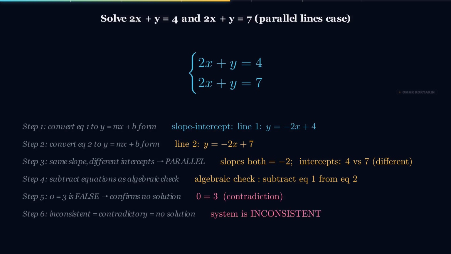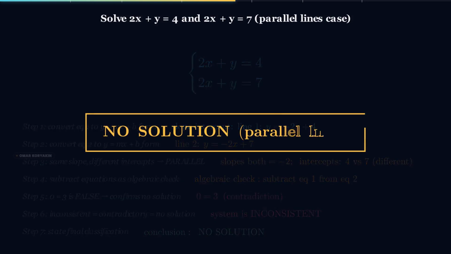Step 6. State the solution. No solution. The system is called inconsistent in technical terminology, meaning the equations contradict each other, and no value pair satisfies both. So the system has no solution.